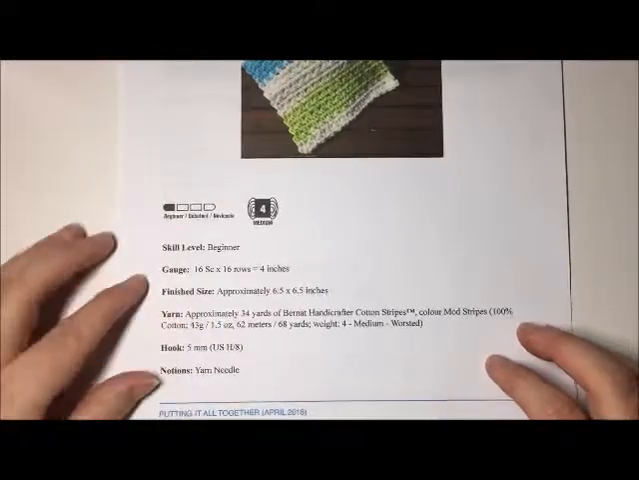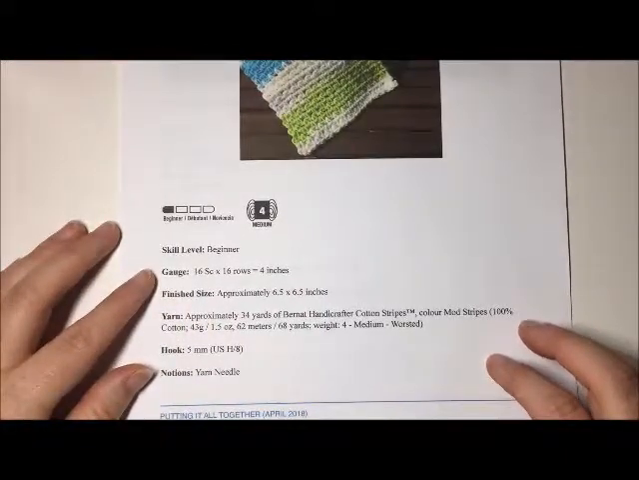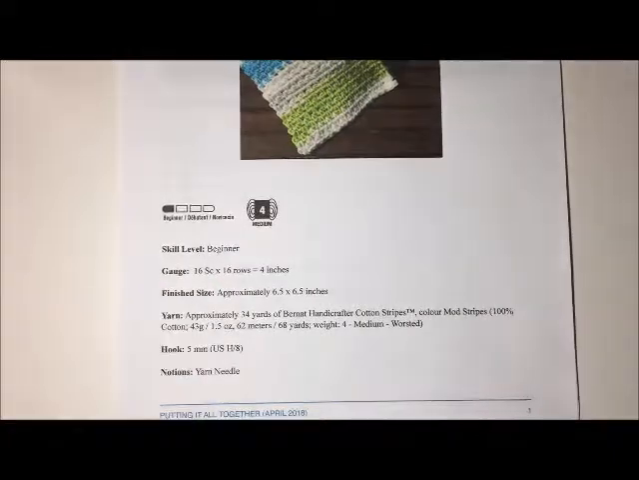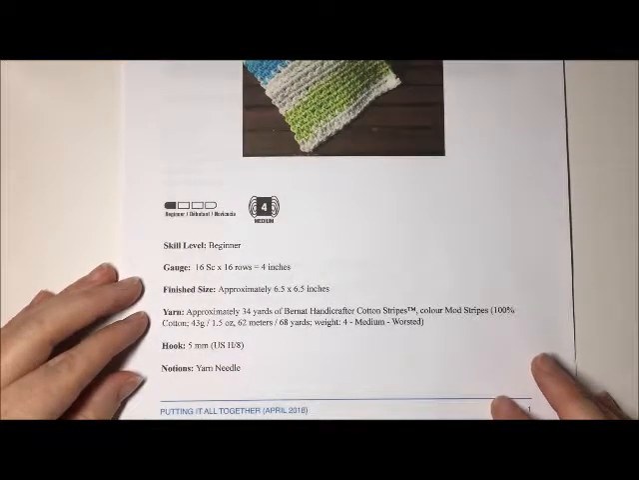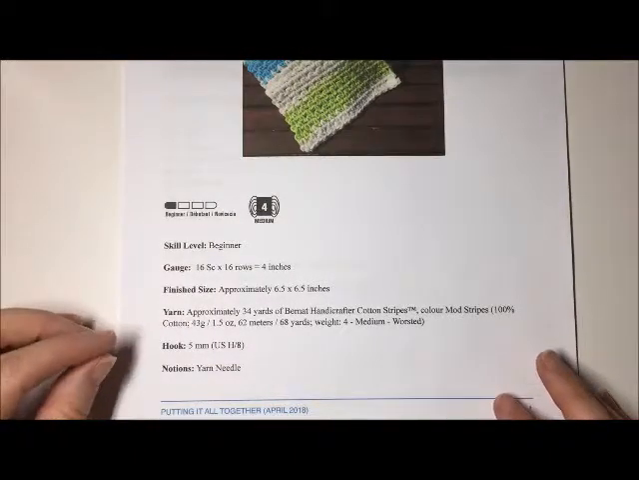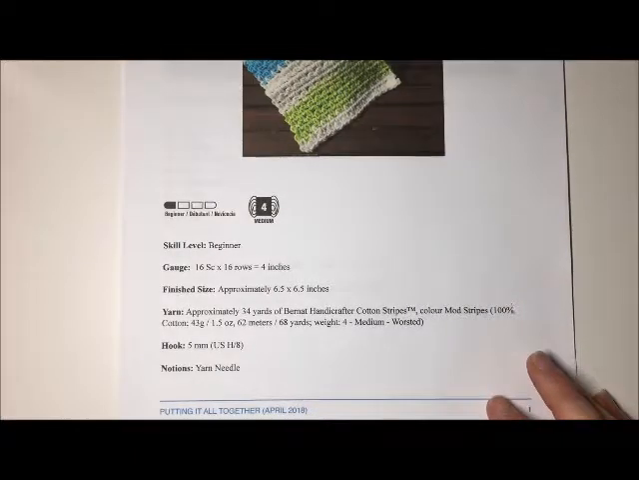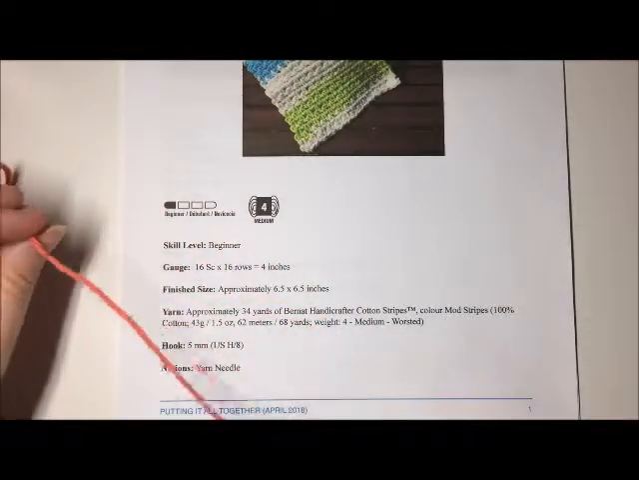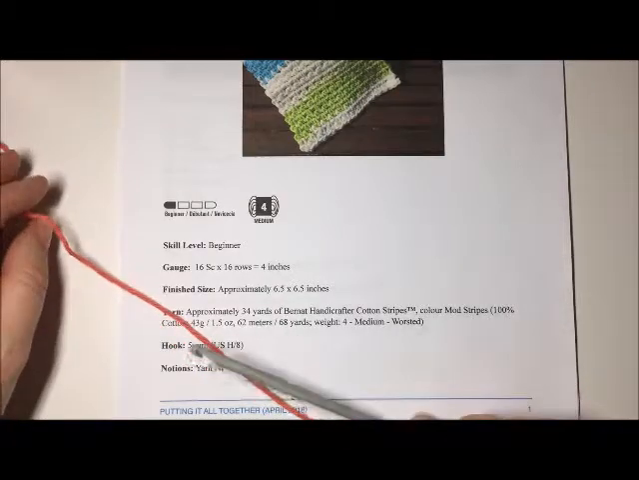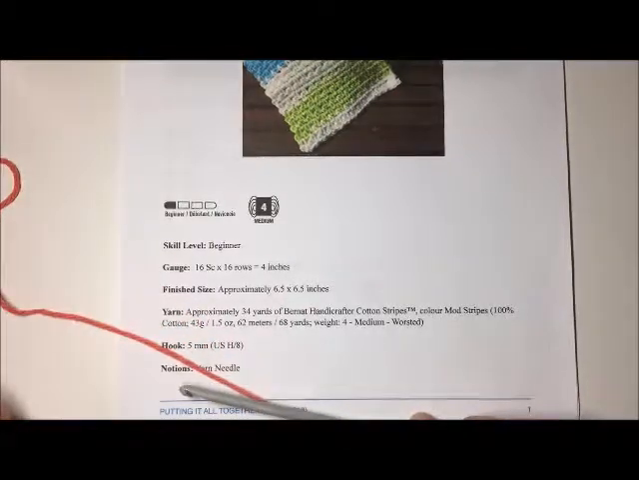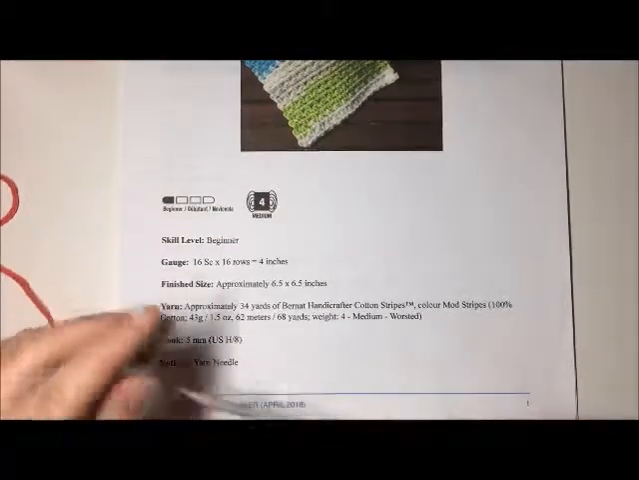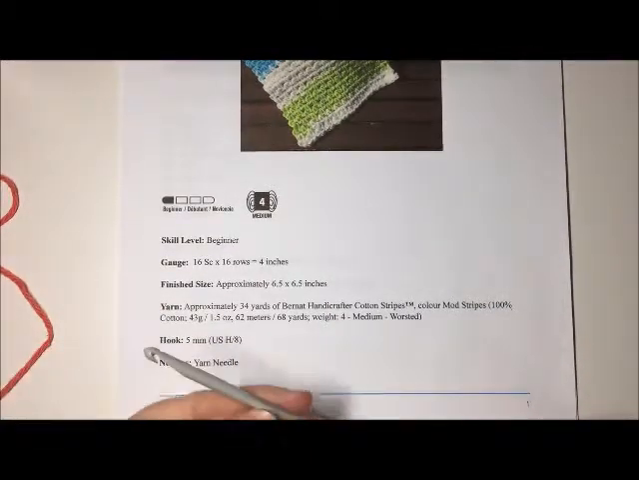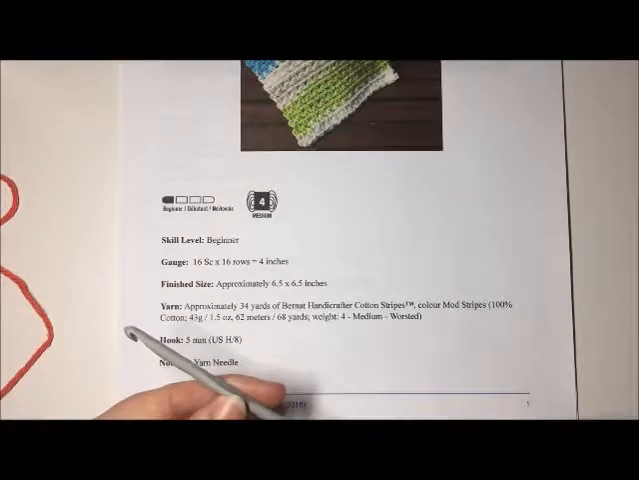The next thing you have on your crochet pattern is the gauge, and the gauge, simply put, is the number of stitches per inch and the number of rows per inch, and that's made with a specific yarn and a specific hook. Now, why this is important is because everyone crochets with a different tension. So some people may crochet quite tight, and other people might crochet quite loose.